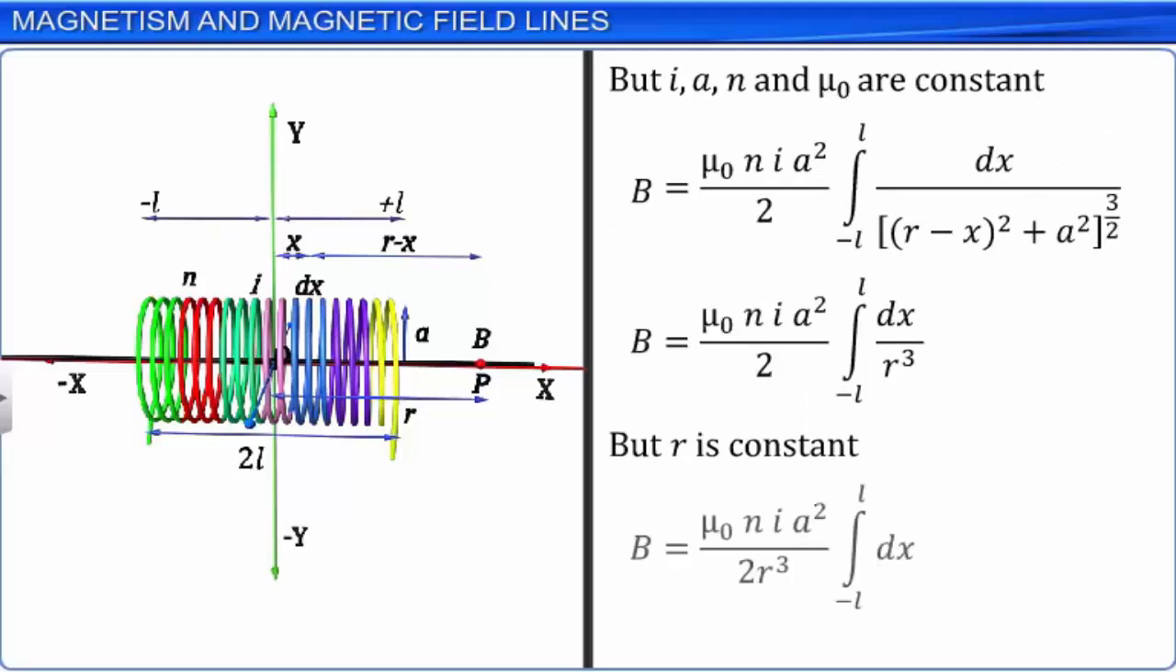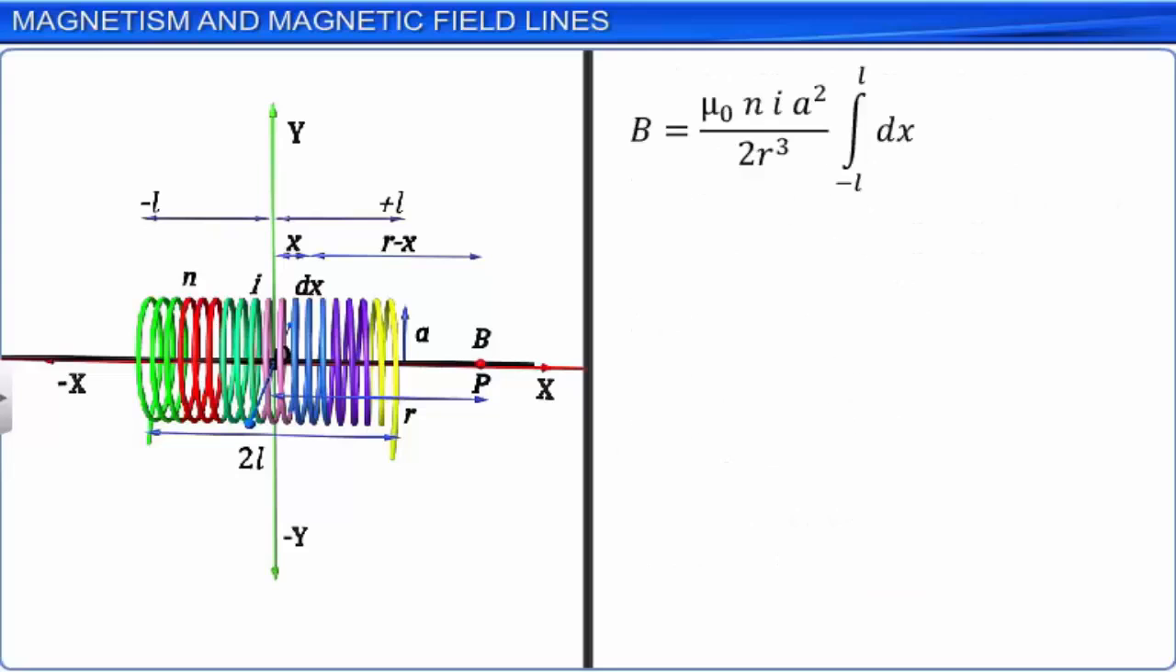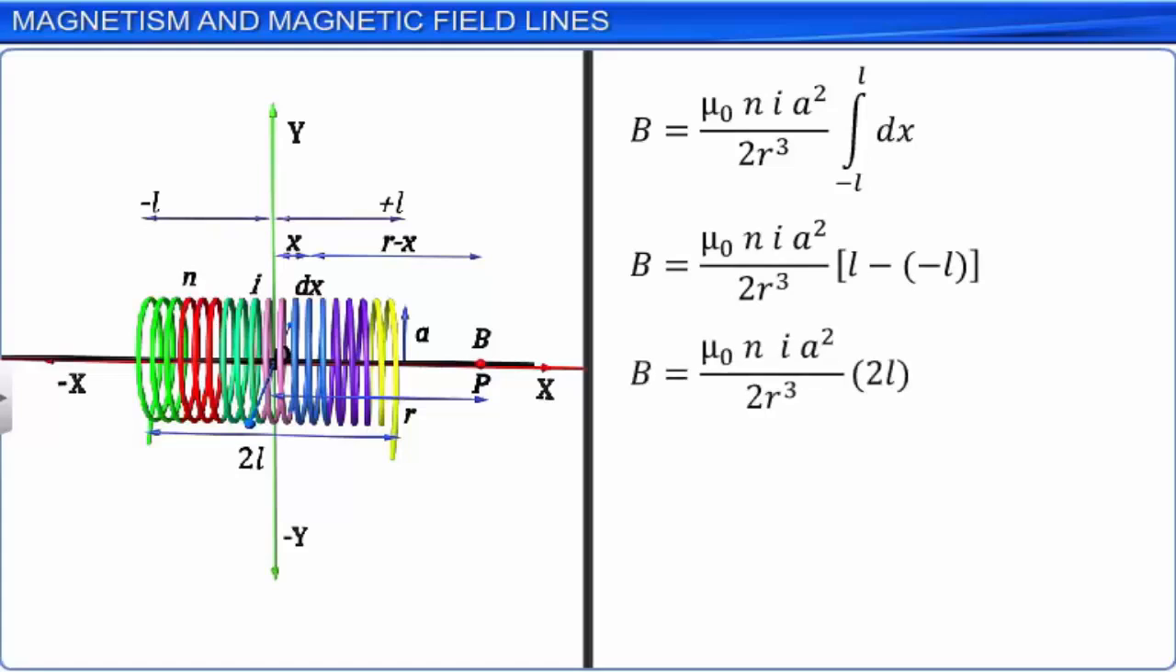On integrating and substituting the limits, we get the magnetic induction B is equal to μ0 n I A square by 2R cube into 2L. By multiplying the numerator and denominator of the expression with pi and rearranging the terms, we get the magnetic induction B is equal to μ0 by 2 pi into n I 2L pi A square by R cube.